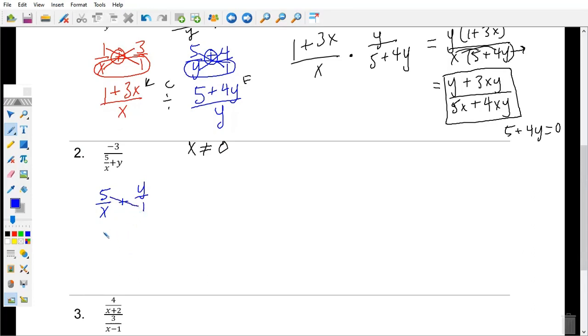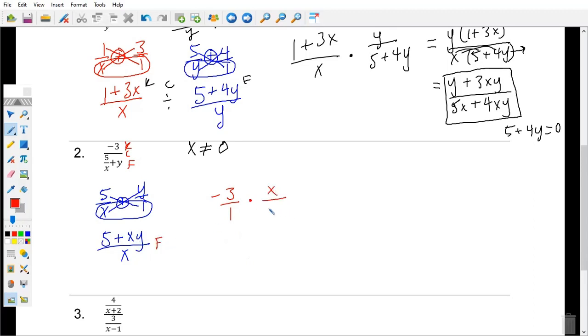5 times 1 is 5, plus x times y is xy, all over x. Can we cancel out the x? No, you cannot cancel out the x. Remember, you cannot cancel out across addition and subtraction. So the problem is we have -3 over 1. We're going to keep, change, and flip, right? We change the division to multiplication, and we're flipping this guy.